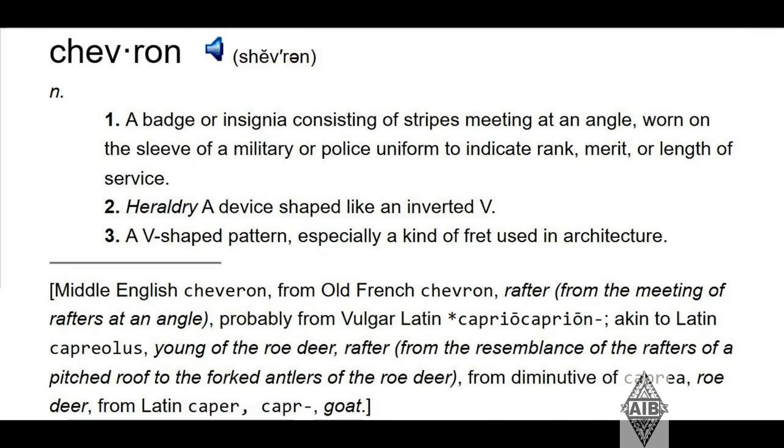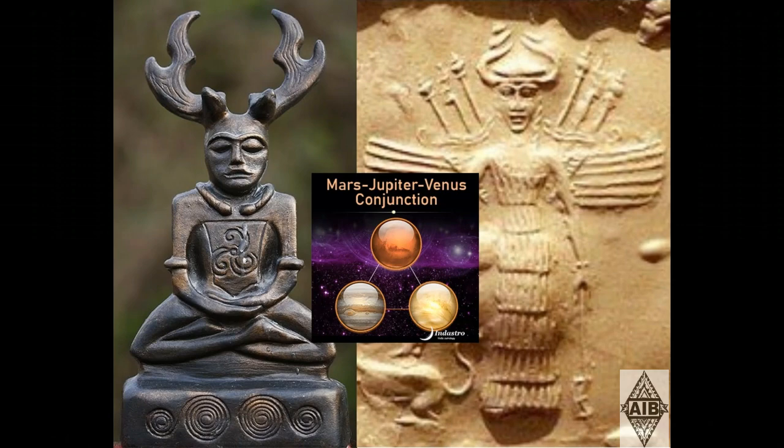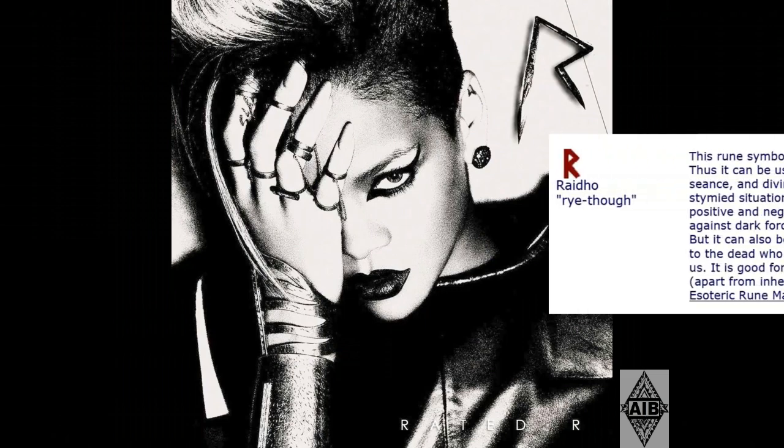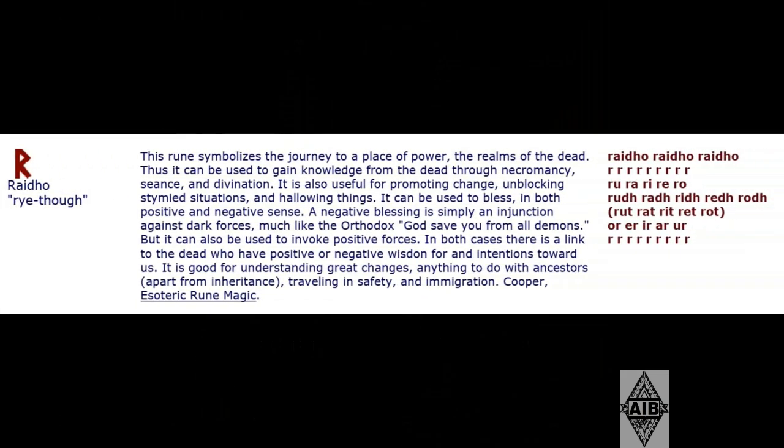Heraldry, a device shaped like an inverted V. V for Venus, aka Ishtar, the portal goddess. The third symbol is used by this actor. The rune is called Rytho. This rune symbolizes the journey to a place of power, the realms of the dead.